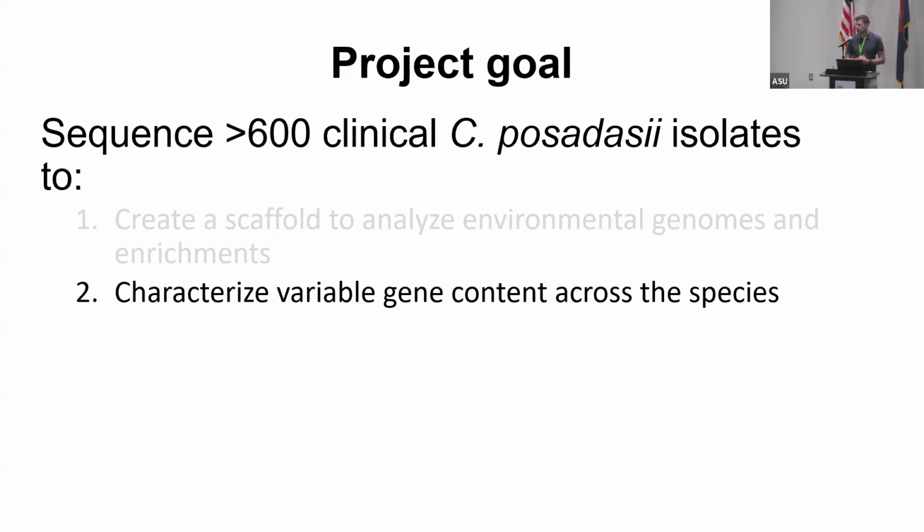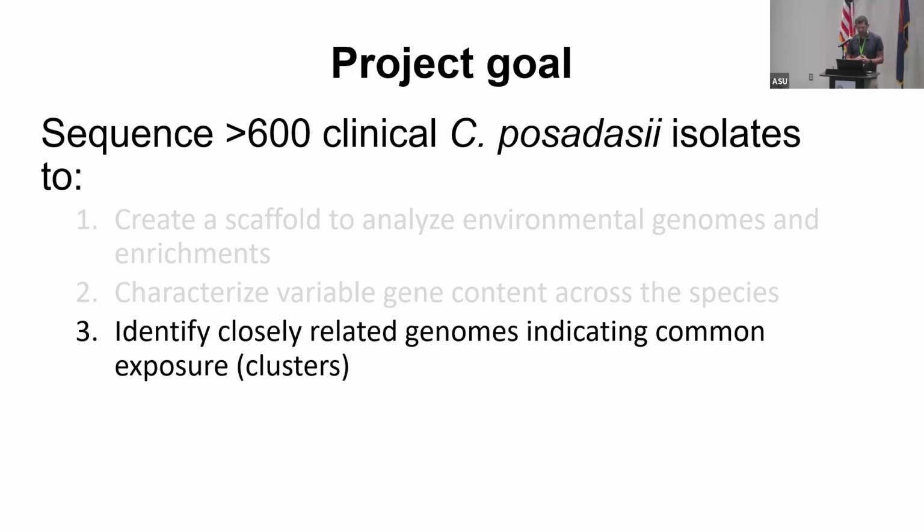The second is to characterize variable gene content across the species. I think going into this project, I thought it was going to be very monomorphic in terms of the gene diversity, but as I'll show, there's more diversity than I thought. And really these variable genes could be important for things like virulence, pathogenesis, antifungal resistance. So these genes that are variably present between strains could have implications that are important for the phenotype of coccidioides.